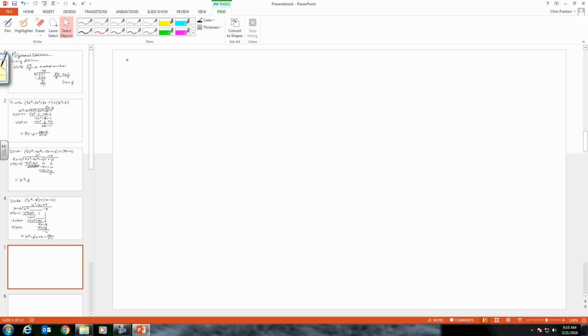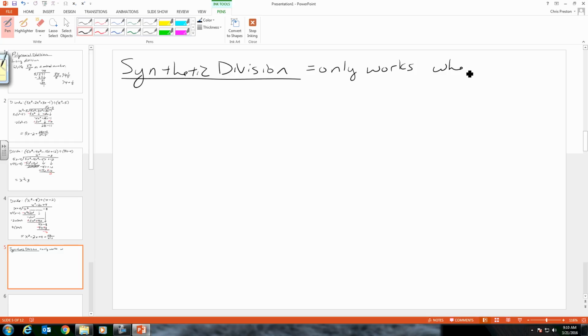The second type of division is synthetic division. The problem with synthetic division is this only works when the divisor is x plus a number or x minus a number. If it's not that, you can't use synthetic division.